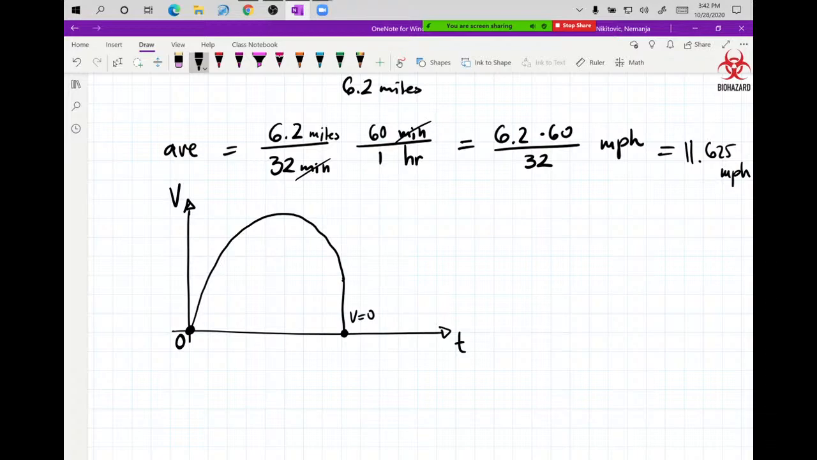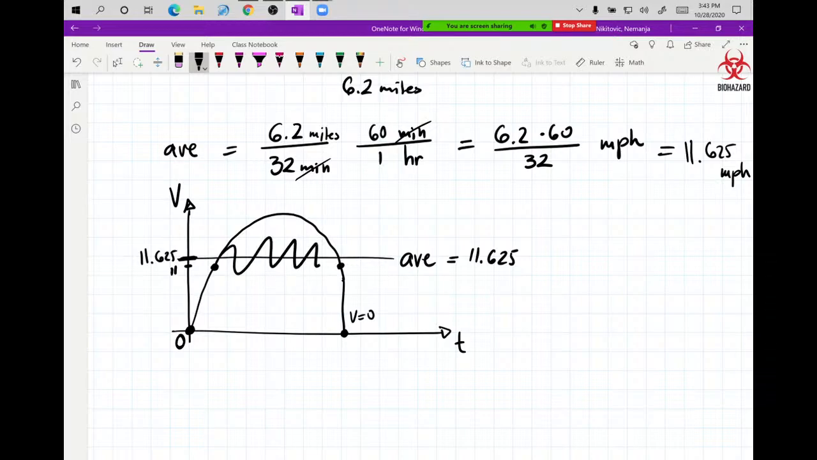So if we calculated that the average speed is 11.625, you can see that if this height here is 11.625, then 11 is right underneath. And you can see that the runner had that speed at least twice. Now, the wording at least twice is important because you had to have it minimum 2 times.